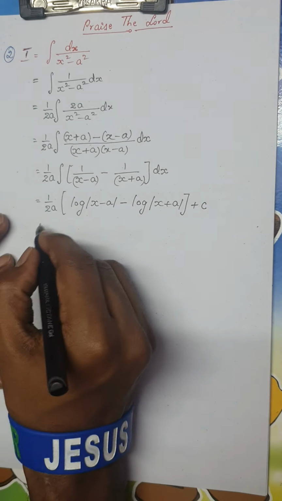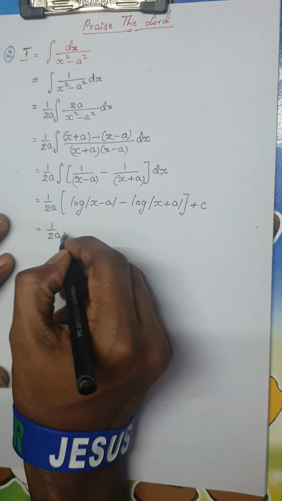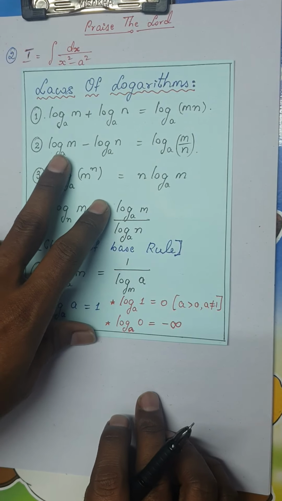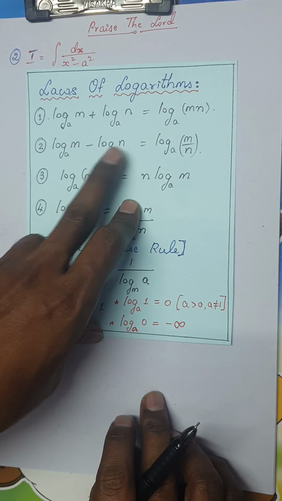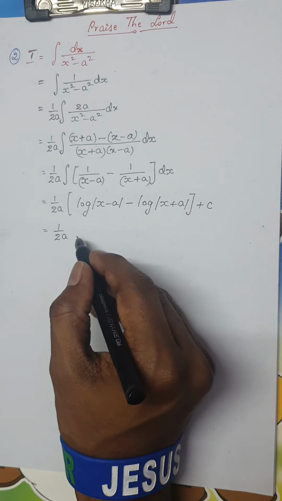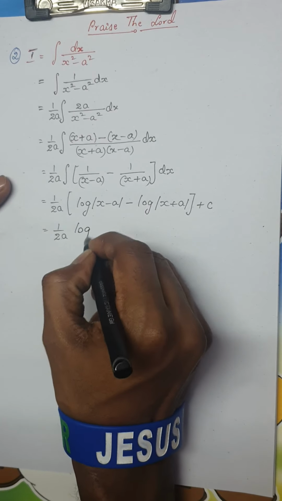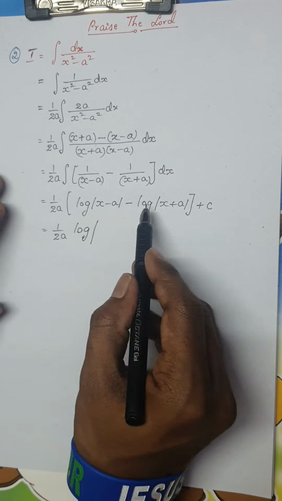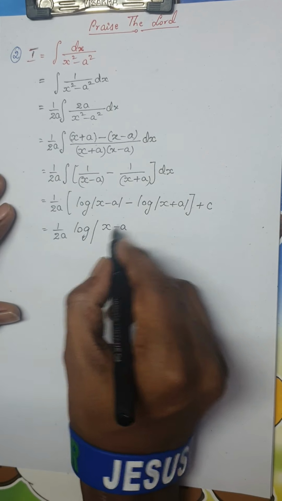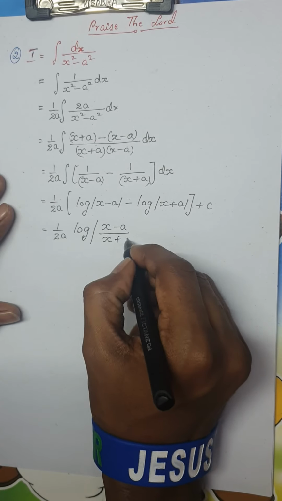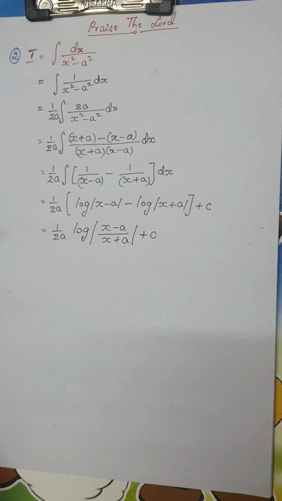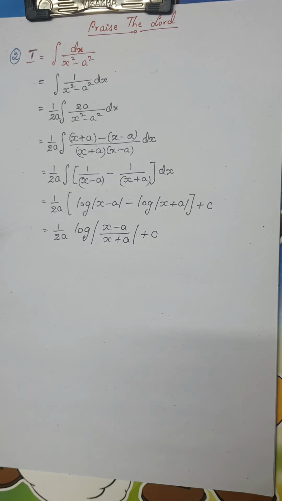Is it clear? Finally, this is nothing but 1 divided by 2a into, now I'm going to use the properties of logarithms. We know, remember, log m minus log n can be written as log of m by n. Remember, you have a common base. If the base is not prescribed, then it is like having a common base. So log m minus log n, I will write as log of m by n, that is log of x minus a divided by x plus a with modulus, plus c which is the constant of integration. So this is the proof of the given integral.